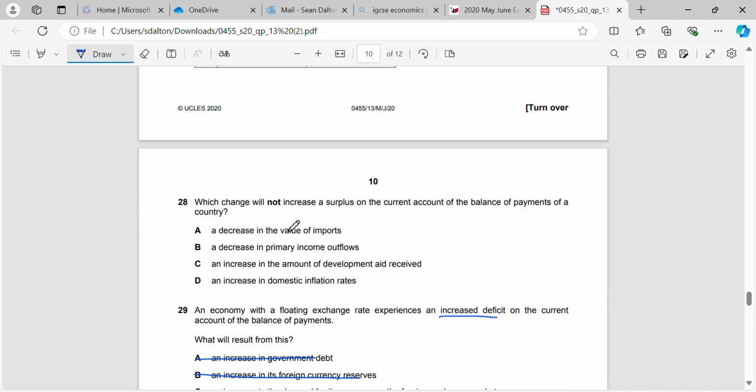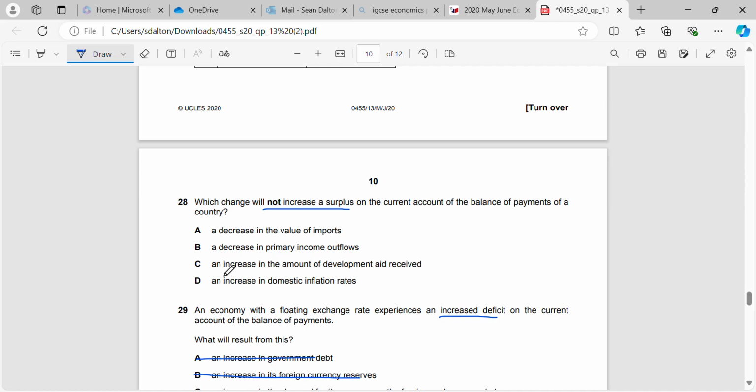Okay, 28. What change will not increase a surplus on the current account balance of payments? So again, we've got four different components. We've got the balance of trade in goods. What would not increase that would be more imports. Balance of trade in services, what would not increase that would be more imports again. And then we've got primary income and secondary income.